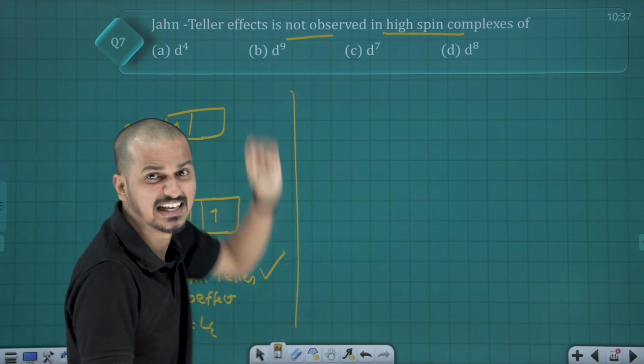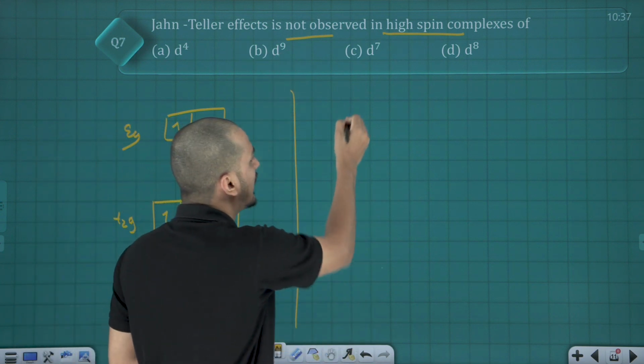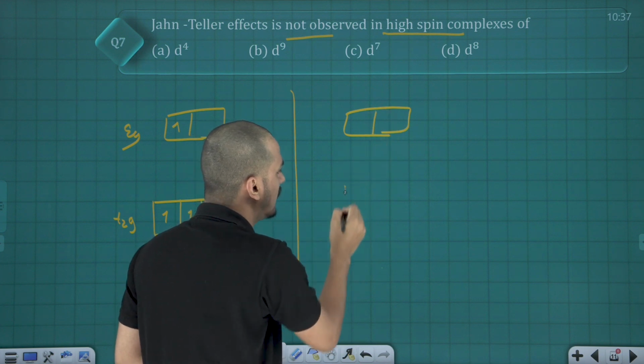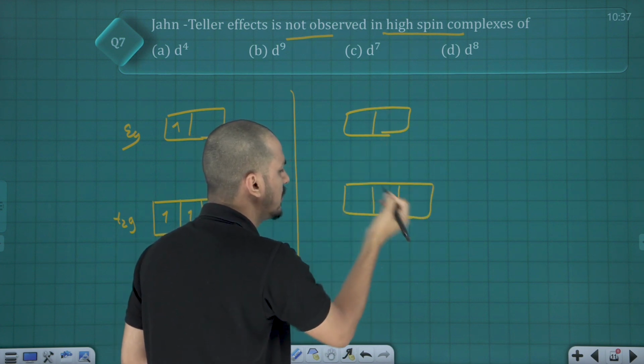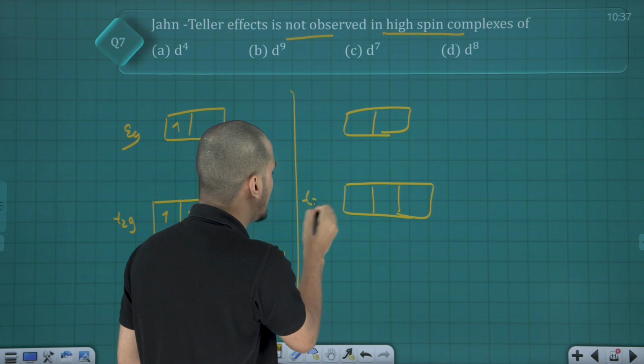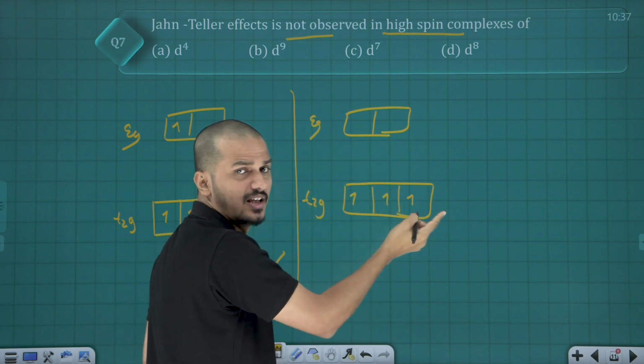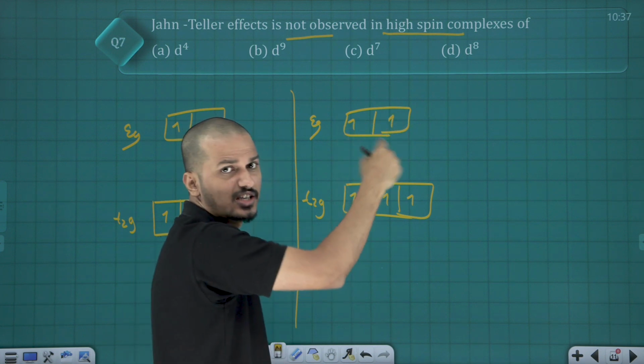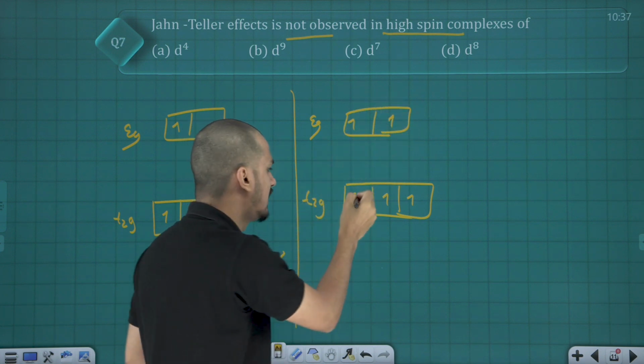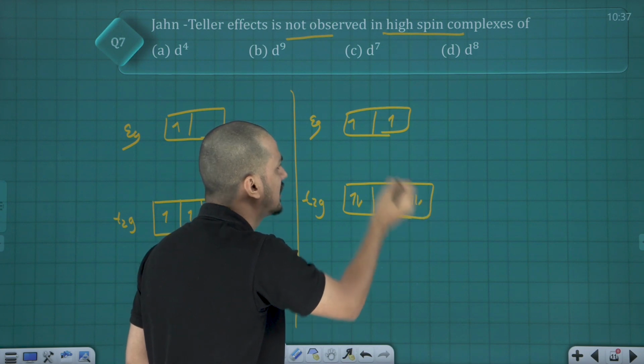Okay, so next one, d9. d9 means we are having high spin. If it is high spin or low spin, d9 is the same only. T2g, eg: 1, 2, 3, then 4, then 5, because in high spin, first they are filled like that only. Then only pairing: 6, 7, 8, 9.